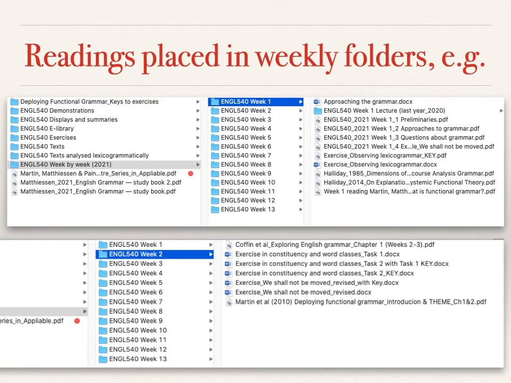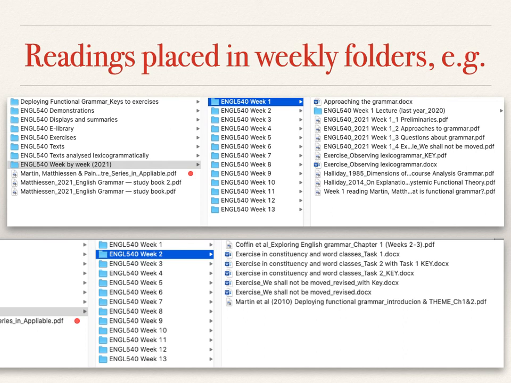And remember, each week you have material in the weekly folders. So you already have in week 1 PDF versions of the different segments of the presentation, and now also you have recorded versions. You have that from last year, and you have exercises, and you have some additional suggested readings, and the first weekly reading from your textbook from Deploying Functional Grammar.